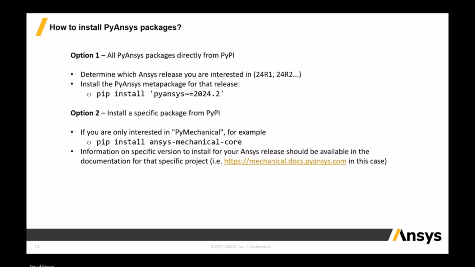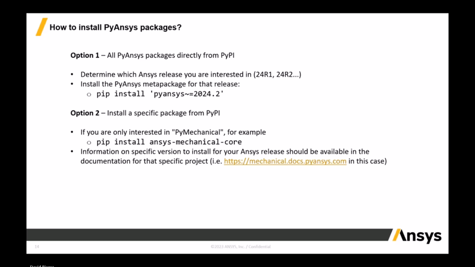However, PyAnsys packages follow a semantic versioning scheme, and then they can do more frequent updates than the Ansys product releases, which go out every 6 months, and they will still be compatible with previous versions as well in most cases. So if you're interested in installing the latest version of a specific package, you can go to option 2, in which you just say pip install and your specific package.